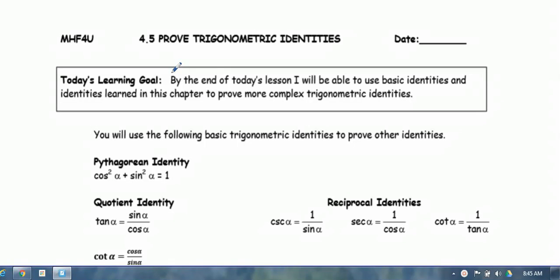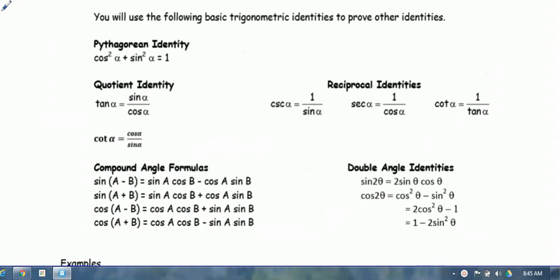4.5, prove trig identities. So by the end of the lesson, you should be able to use basic identities and ones that you've learned this year in this chapter to prove more complex trig identities. So let's go over last year's trig identities.